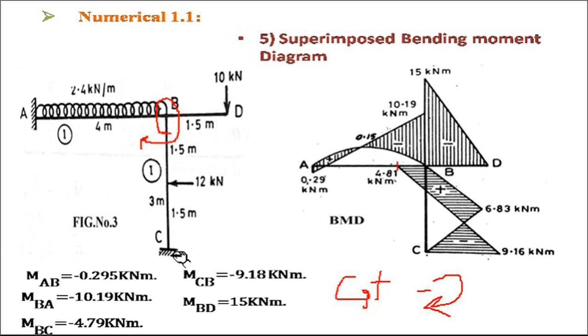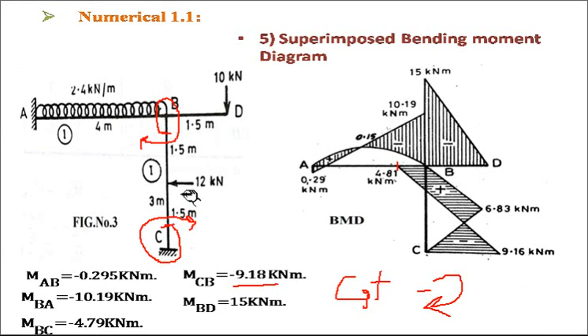Now the moment in member CB is minus 9.18. Keep the pen in between CB and rotate the joint again in clockwise direction, because the moment is minus. I rotate the joint in clockwise direction like this and cut the member CB once. So this moment is acting on the right hand side of joint C. Connect these two points, and here you have to draw the free bending moment diagram.